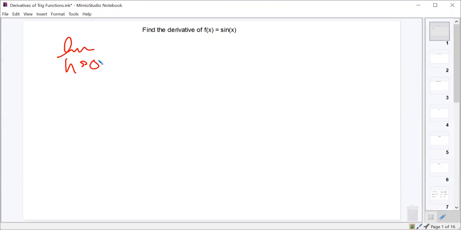So the limits thing will be the limit as h approaches 0 of what? Sine of x plus h minus sine of x all over h. So we have the limit as h approaches 0 of sine of x plus h minus sine of x all over h. And any thoughts on what we can do with that? Anybody remember an identity with sine of a plus b?